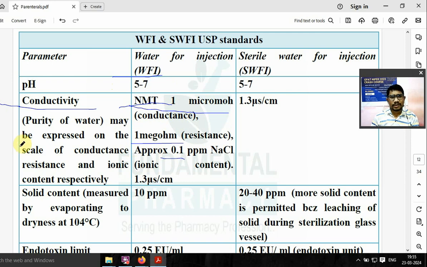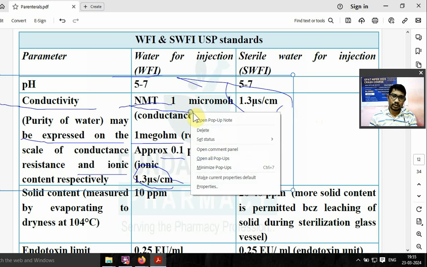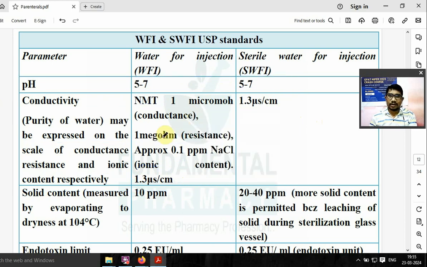Purity of water can be expressed on the scale of conductance and resistance and ionic content respectively. So ionic content of water for injection is around 0.1 ppm sodium chloride. कंडक्टिविटी कितना होता है? 1.3 माइक्रोसेकंड पर सेंटीमीटर, याद रखना है. स्टेराइल वाटर फॉर इंजेक्शन का भी उतना होता है, 1.3 माइक्रोसेकंड पर सेंटीमीटर. इसके ऊपर क्वेश्चन आ चुका है. व्हाट इज द कंडक्टिविटी लिमिट फॉर स्टेराइल वाटर फॉर इंजेक्शन? 1.3 माइक्रोसेकंड पर सेंटीमीटर. सेम इज फॉर वाटर फॉर इंजेक्शन.